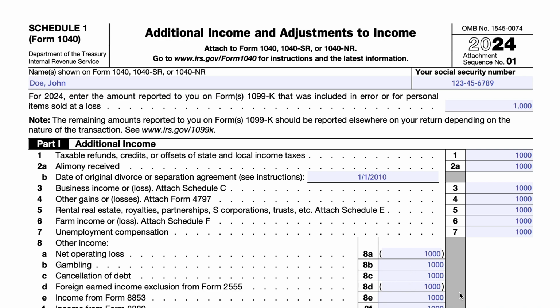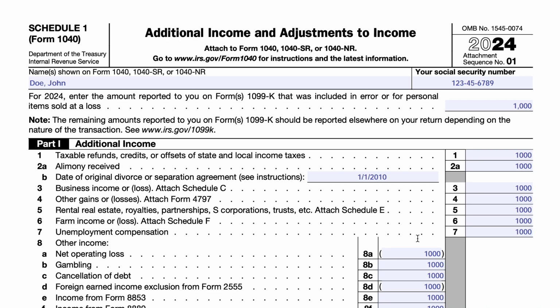In line 8D, there's a negative adjustment item for the foreign earned income exclusion and the housing exclusion, which you would find in IRS Form 2555. So you would enter the amount of your exclusion from line 45 of that form, and that would be subtracted from the other items of income listed in this column here. You may need to complete the foreign earned income tax worksheet that you can find in the form instructions.